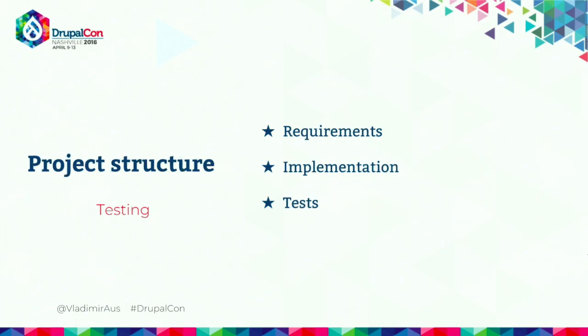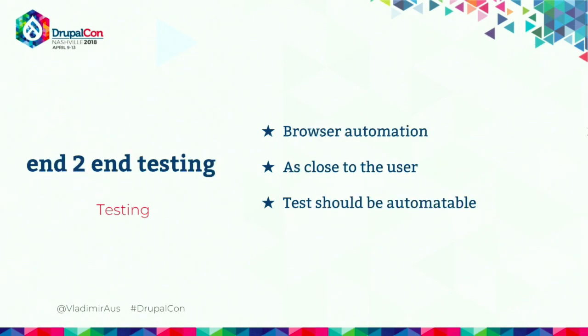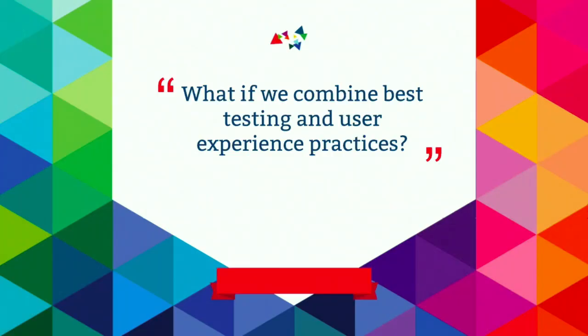At the same time, the project structure is usually the requirements, the implementation, and tests in any particular order. So where is end-to-end testing tied to it? End-to-end testing is basically a browser that gets me as close to the user as possible. And when we write an end-to-end test, there's only one rule really, which is that the test should be automatable, which maybe sounds not that clear, but we'll get to that pretty soon.